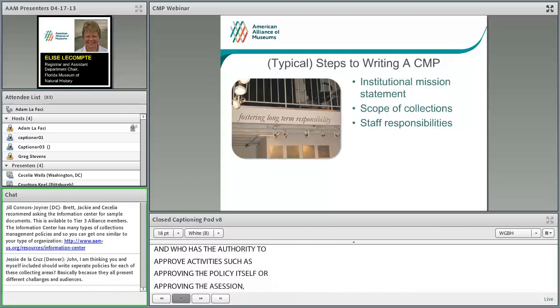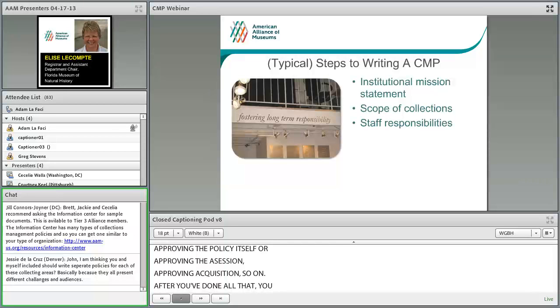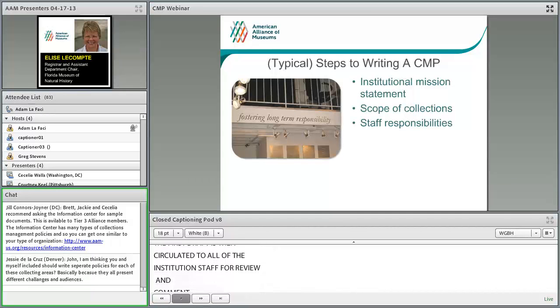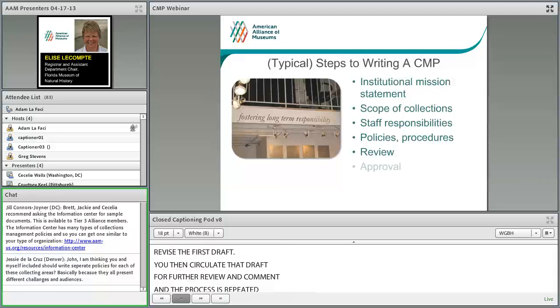After you've done all that, you need to write the first draft. The first draft is then circulated to all of the institution's staff for review and comment. You can also circulate it to your governing authority if you wish for their input. Once you get comments back, you revise the first draft. You then again circulate that draft for further review and comment, and the process is repeated until a consensus is reached and the team feels that the policy is ready to be presented to the governing authority for approval.